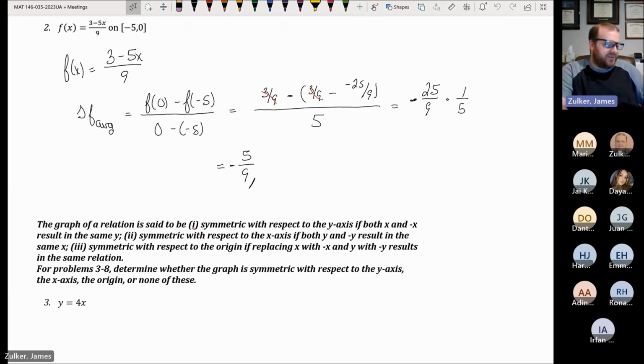So a relation is symmetric with respect to the y-axis if both x and negative x result in the same y. Symmetric with respect to the x-axis if both y and negative y result in the same x. And symmetric with respect to the origin if replacing x with negative x and y with negative y results in the same relation. So for the next several problems, we are going to determine what type of symmetry each relation has.